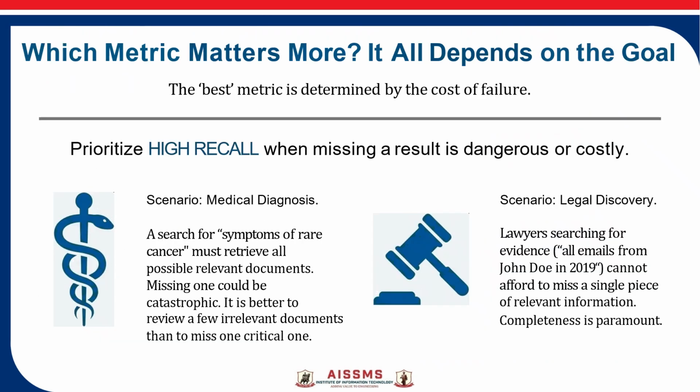Which metric matters more? It depends on the cost of failure. You prioritize high recall when missing a result is dangerous or costly. Medical diagnosis: a search for cancer symptoms must find all relevant documents. Missing one could be catastrophic. Legal discovery: lawyers cannot afford to miss a single relevant email in a court case. Here completeness is paramount.